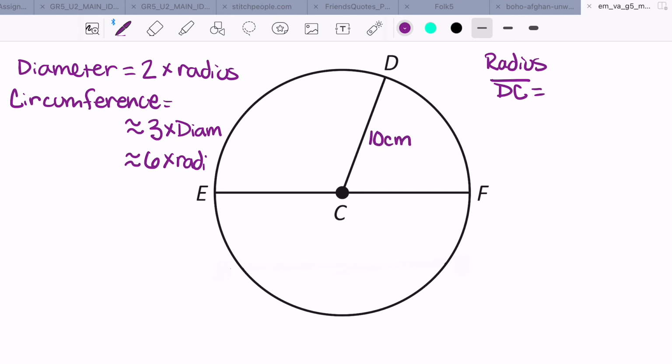Okay, let's try again. Let's do our radius is 10 centimeters. We want to find what EF is, or our diameter. Recall that the diameter is 2 times the radius. So our diameter is going to be 2 times 10 centimeters, which is equal to 20 centimeters.